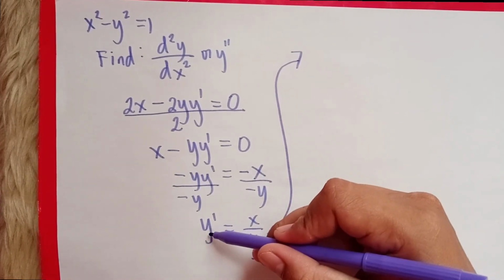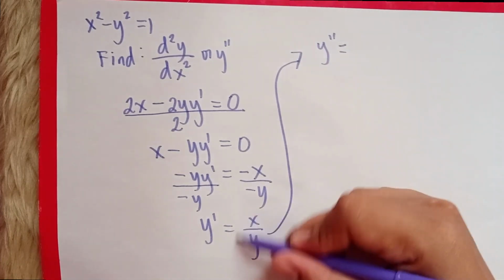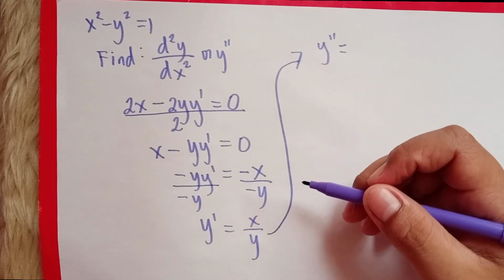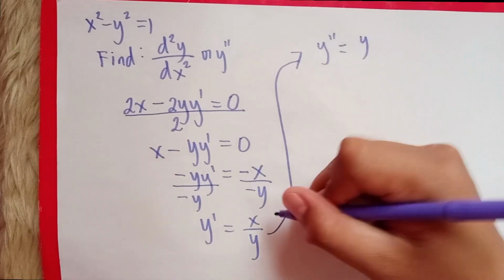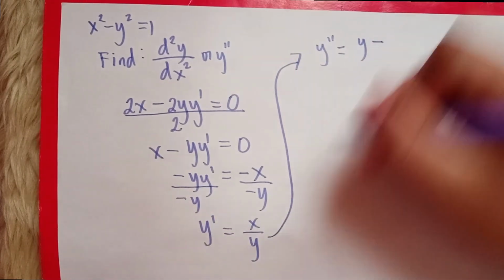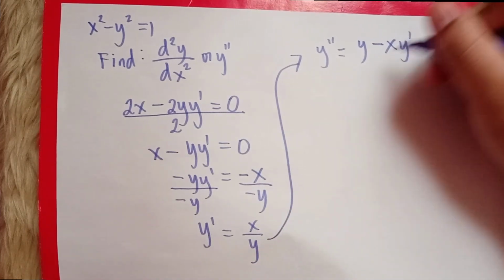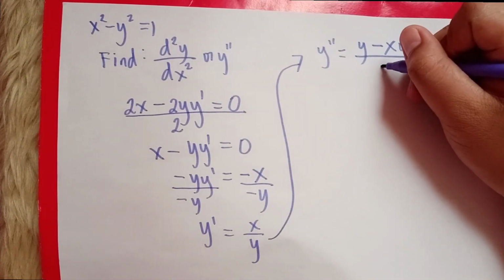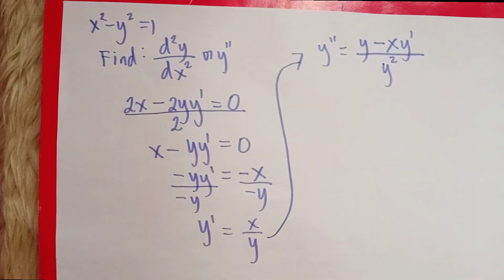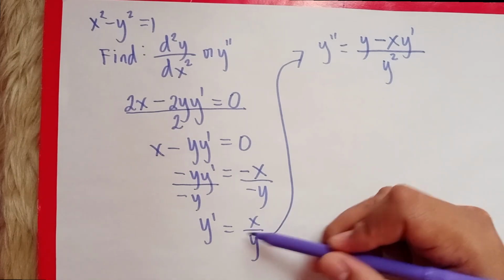Okay? So, what is derivative of y prime? It is y double prime equals derivative of x divided by y. Gamit tayo quotient rule mga boss. So, y times derivative of x, which is 1, minus x times derivative of y, that is y prime, all over square of the denominator, that is y squared. Okay? Quotient rule po yung ginamit natin dito mga boss. Next, anong gagawin natin mga boss? Yung y prime natin dito mga boss, substitute natin ng value ng y prime dito.